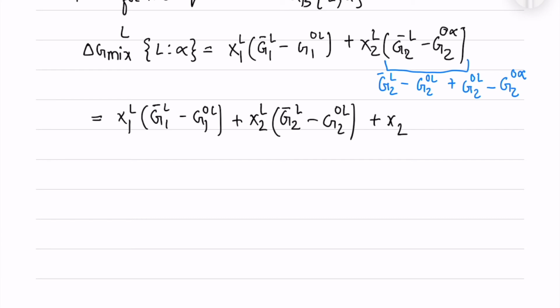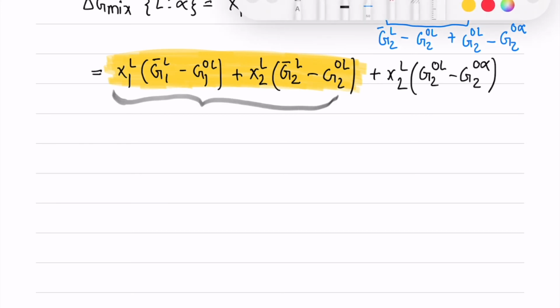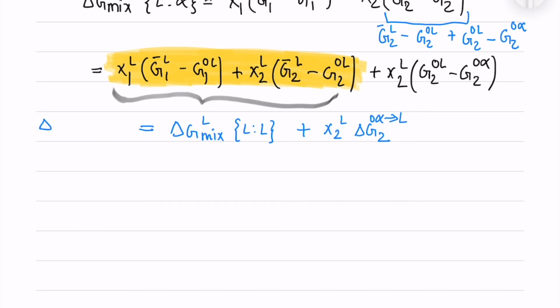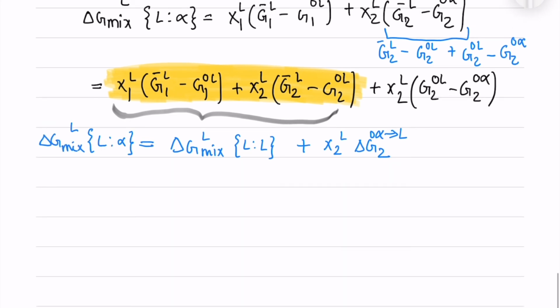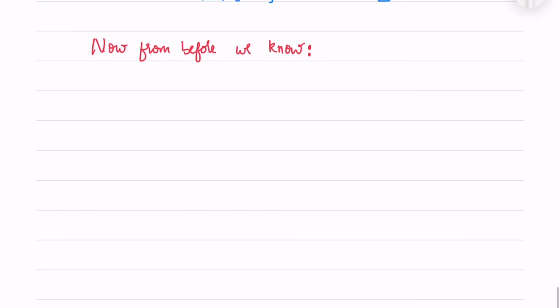So now I separate them. So this one, as you have marked before, this is the delta G mix at liquid with reference states for first and second component is liquid, and this I can write as X2 liquid into delta G2 0 alpha to liquid. So we will use this equation to find the activity of B at liquid alpha reference state.